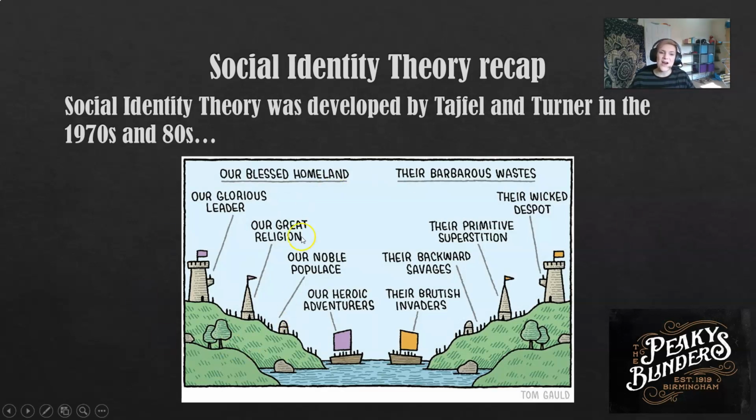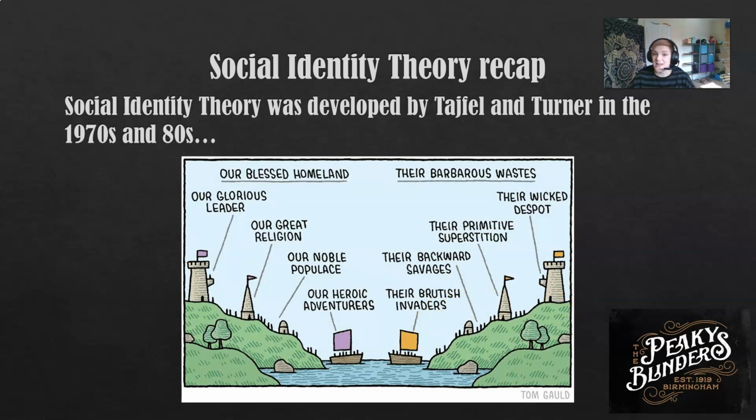So let's say that we are in this group and these are our neighbours in this group. This is our blessed homeland. Now this group is different to our group and therefore we are going to call their homeland the barbarous wastes. We have a glorious leader, whereas they had a wicked despot. We have a great religion, whereas they have primitive superstition. We have a noble populace, whereas they are backward savages. And we have heroic adventures, whereas they are brutish invaders.